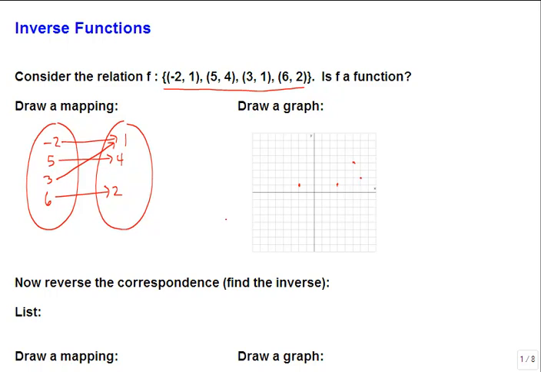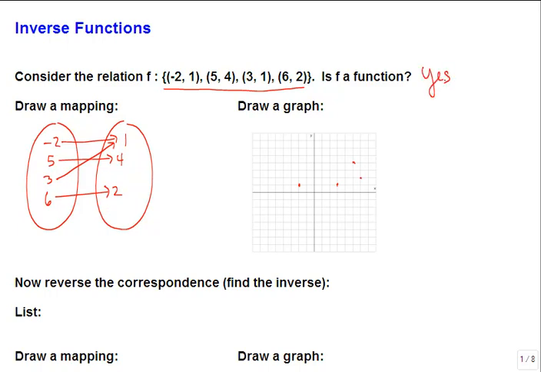Is it a function? How do you tell if something is a function or not? The definition of something being a function is that every x value gets sent to a unique y value. So you can only use unique x's. Each x can only be used once. And that's really easy to see from a mapping, because you can see that every x got sent to exactly one y, and that's what we want for a function. So yes, this is a function.